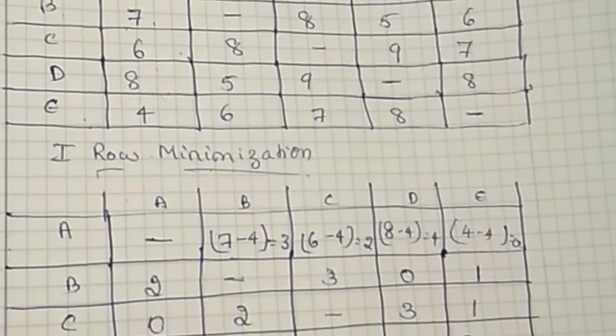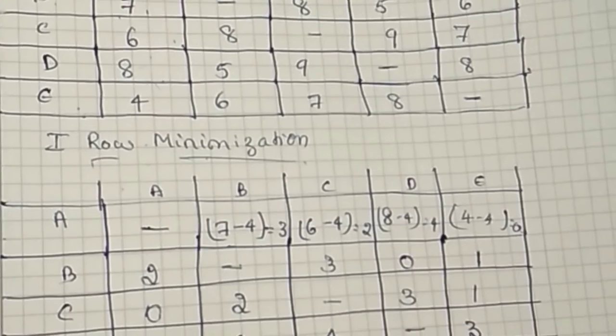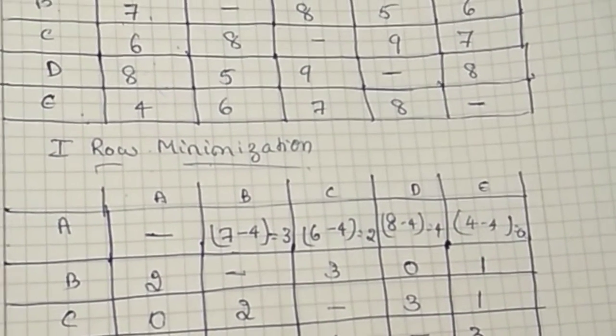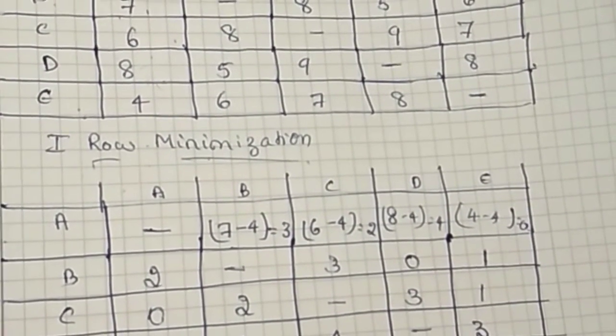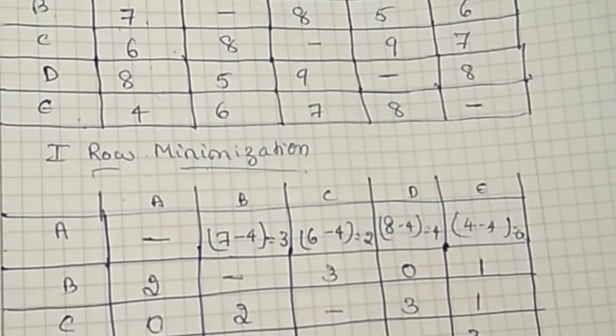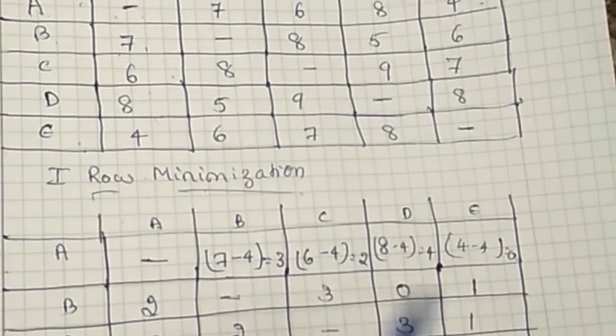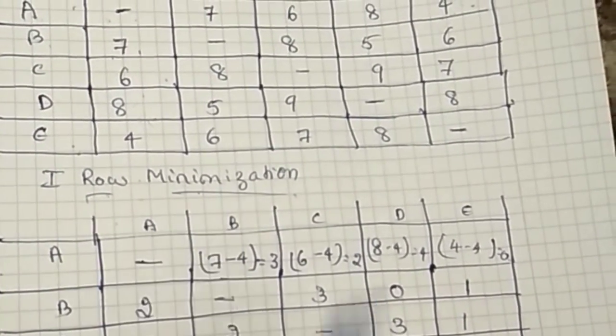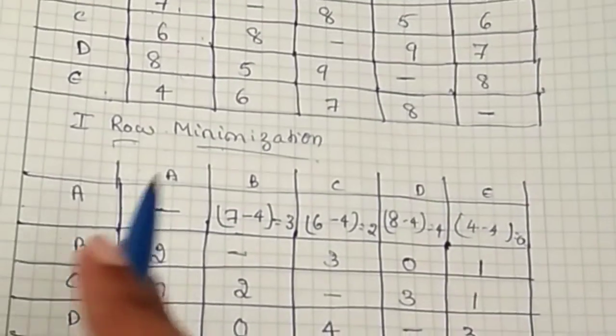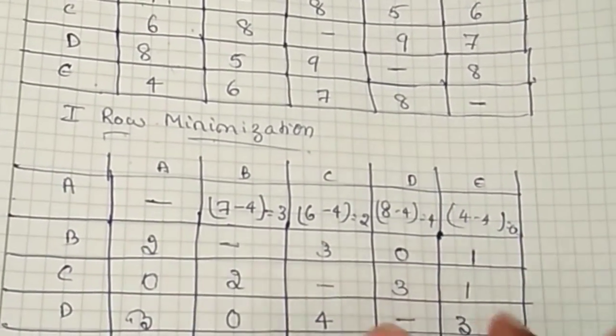Similarly, the second step will be column minimization. So now you know what column minimization is, right? Already I have explained for row. Similarly, you have to do it column-wise. So let's see it once in a similar descriptive manner.